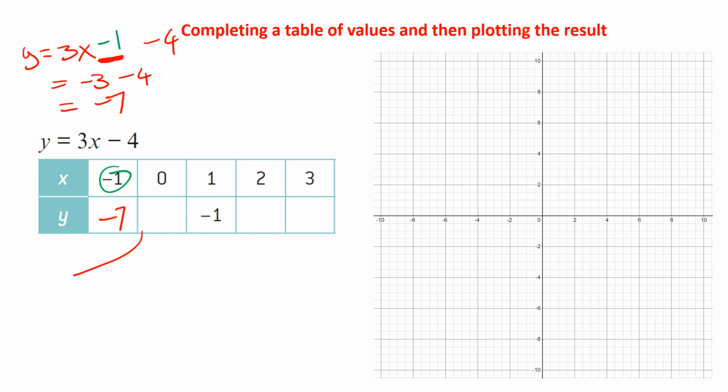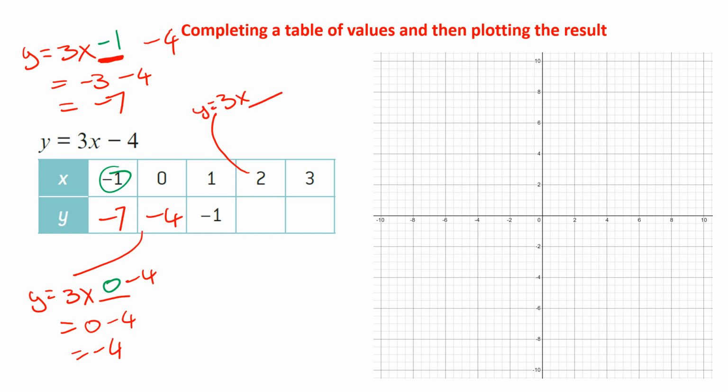If I do this question here, it's going to be y equals 3 times my x value. My x value is 0. And then I'm going to go -4. So that's going to give me 3 times 0 is 0, -4. So the answer is -4. Okay, now the next one, it's going to be y equals 3 times, and our number is 2, and then it's going to be -4. So 3 times 2 is equal to 6, and then -4, so my answer is 2.